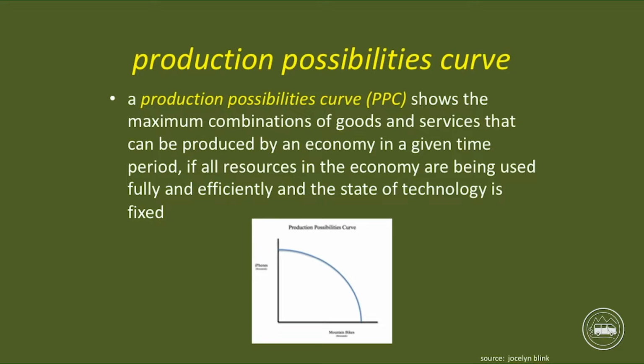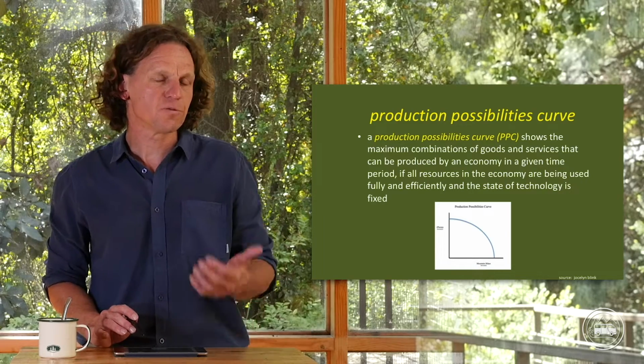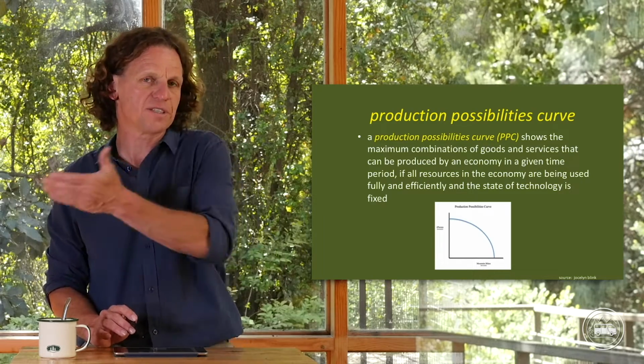So let's take a look at the production possibilities curve, because we're going to take that abstract stuff, scarcity, choice, opportunity cost, and these factors of production, and actually show how they work in a diagram. But first, let's take a look at the fundamental definition of the production possibilities curve. Now, in your econ course, this might also be referred to as the production possibilities frontier.